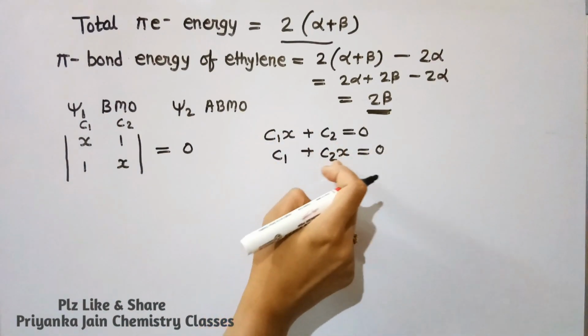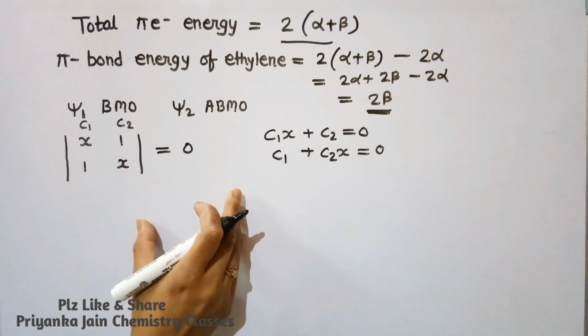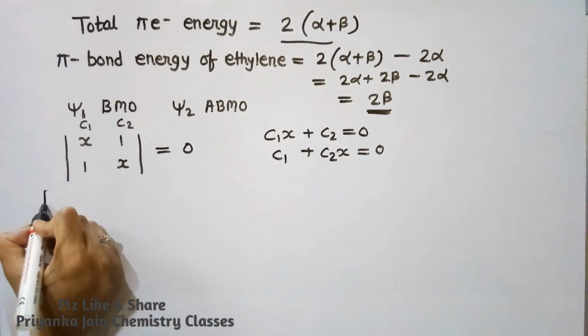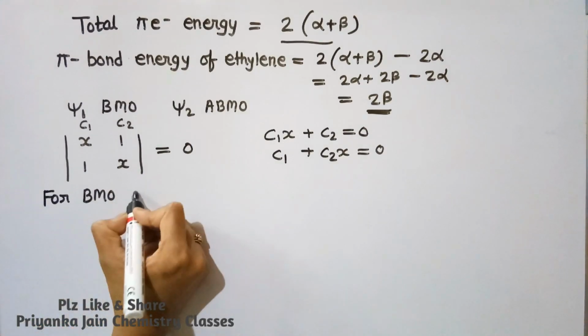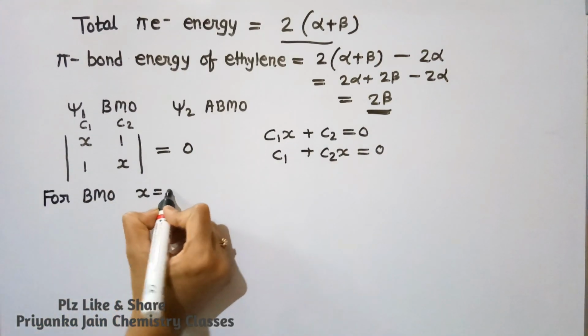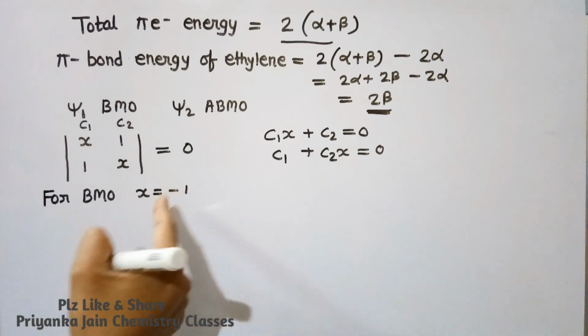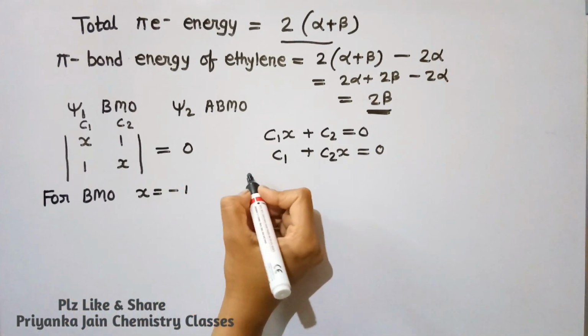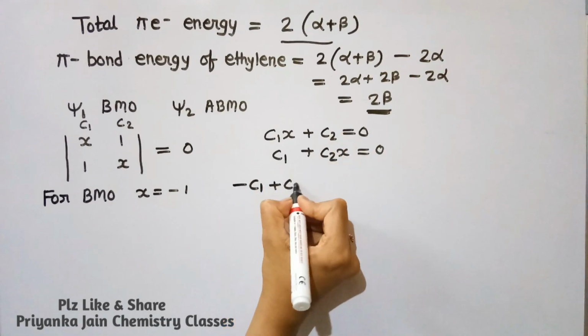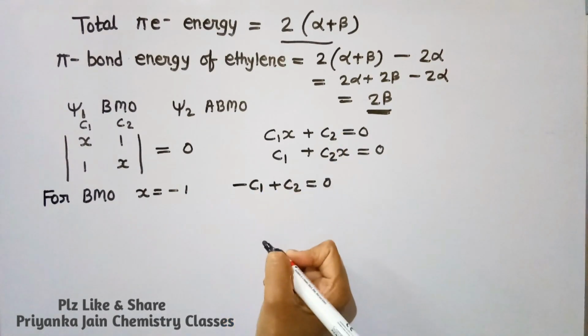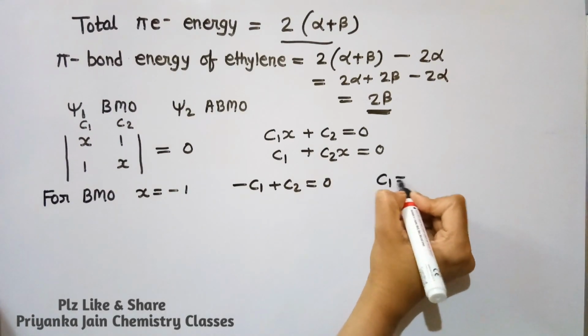Now we have to put here the values of x. Firstly for the bonding molecular orbital, the value of x will be equal to -1. Okay, so put this value here. If we are putting this value, what are we getting? We are getting minus c1 plus c2 will be equal to 0. So we can write down c1 will be equal to c2.